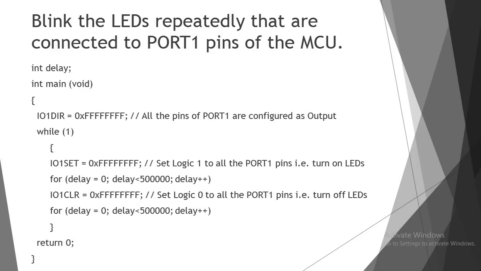The basic C program: blink the LEDs repeatedly that are connected to port 1 pins of the MCU. Here the port 1 size is 32 bit, so we are connecting 32 LEDs with port 1. First we define the integer delay. Then we will define our main program. First we define the directions. So we have to use port 1 as an output port.